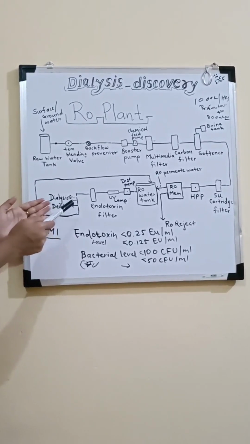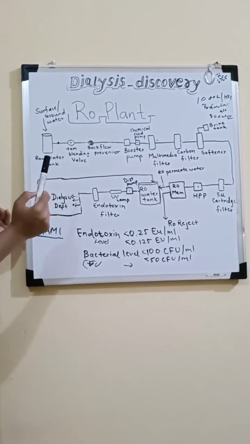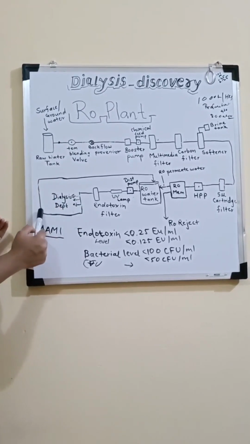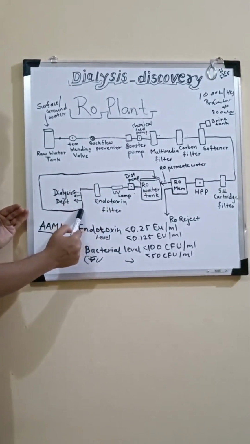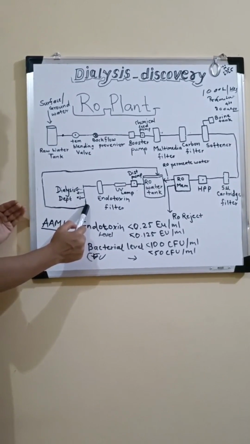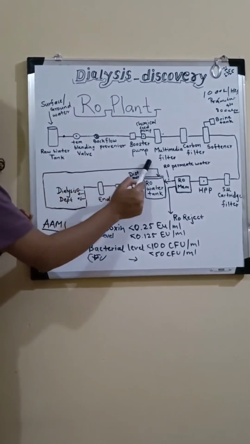After that, water gets supplied to the dialysis department. It goes to the dialysis machines, the reprocessing area, and then the A part, B part preparation area. And what is this line? This is the product water return loop, because this water is good. In some centers it returns to the RO water tank.